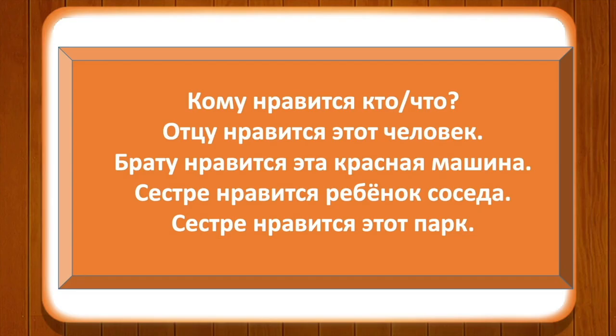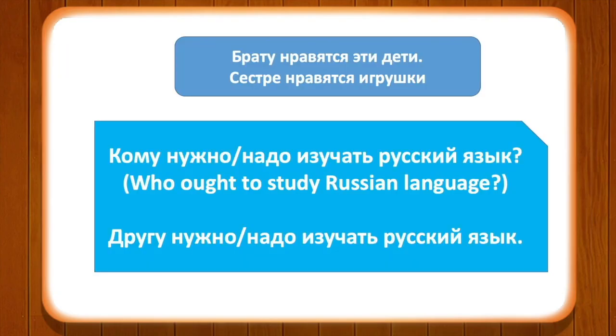Брату нравится эта красная машина. Брату нравится кто и что. Красная машина is inanimate, that is why это красная машина. Сестре нравится ребенок соседа. Сестре нравится этот парк, etc. So with the help of this construction you understood the usage of the word нравится, which means to like. Now let's go ahead and pay attention to a few examples. But we have to understand with the help of these expressions that брату нравятся эти дети, сестре нравятся игрушки.